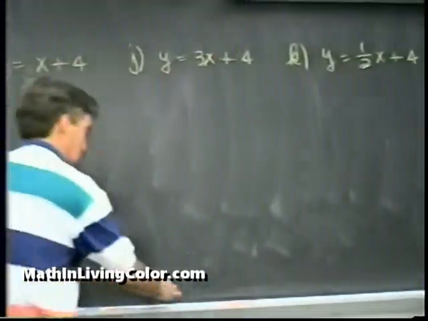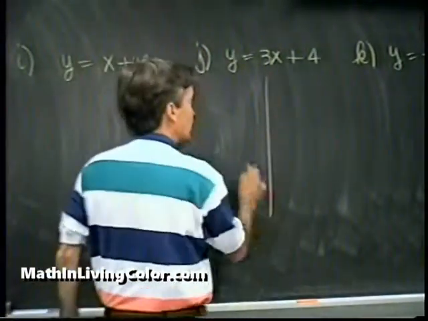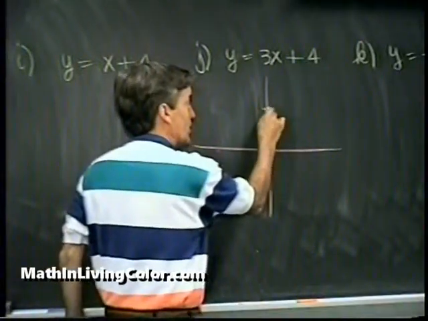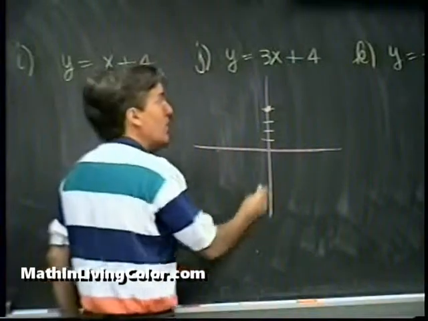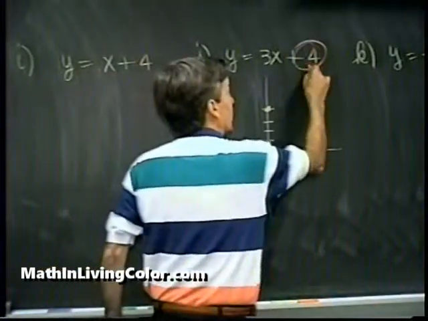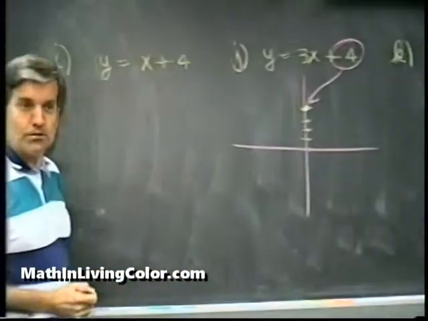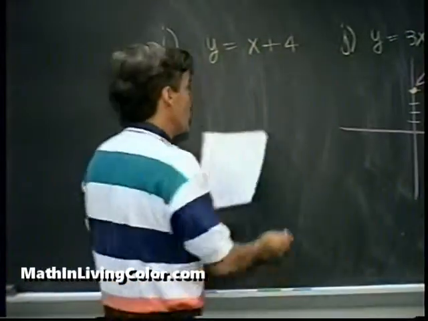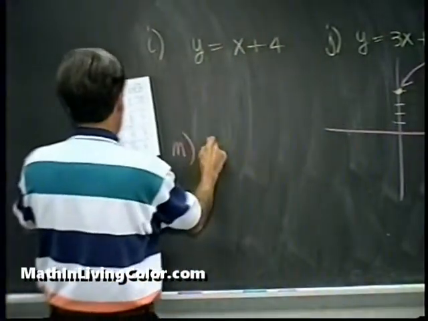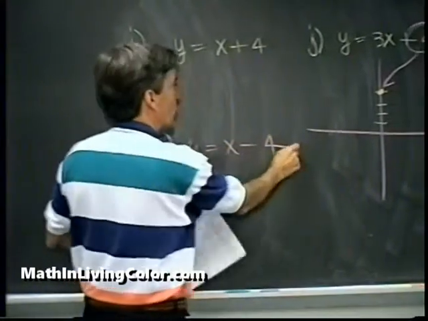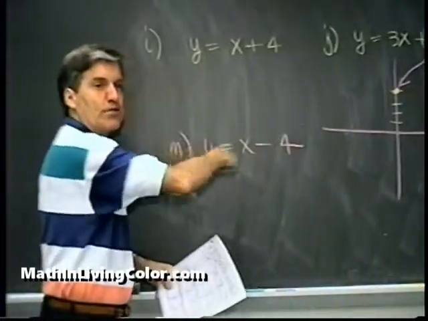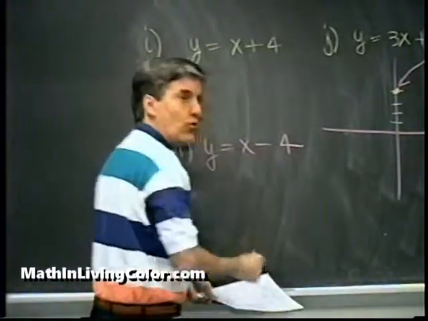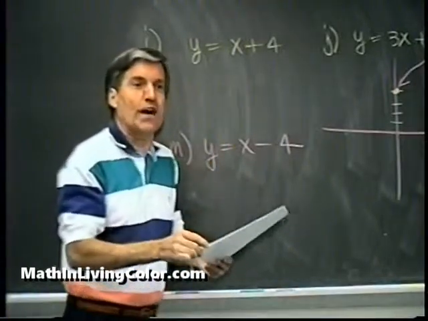What do you think each of these graphs is going to look like? Each of these graphs is going to cross the y-axis where? Up 4 units. In other words, this 4 is the y-intercept. Okay? And at the bottom of the page, you've got M, N, O, P. Number M says y equals x minus 4. What's the key number in all of those problems? Negative 4. And where does it cross the y-axis? At negative 4. Okay, now do you have an idea of what we're talking about with the y-intercept?